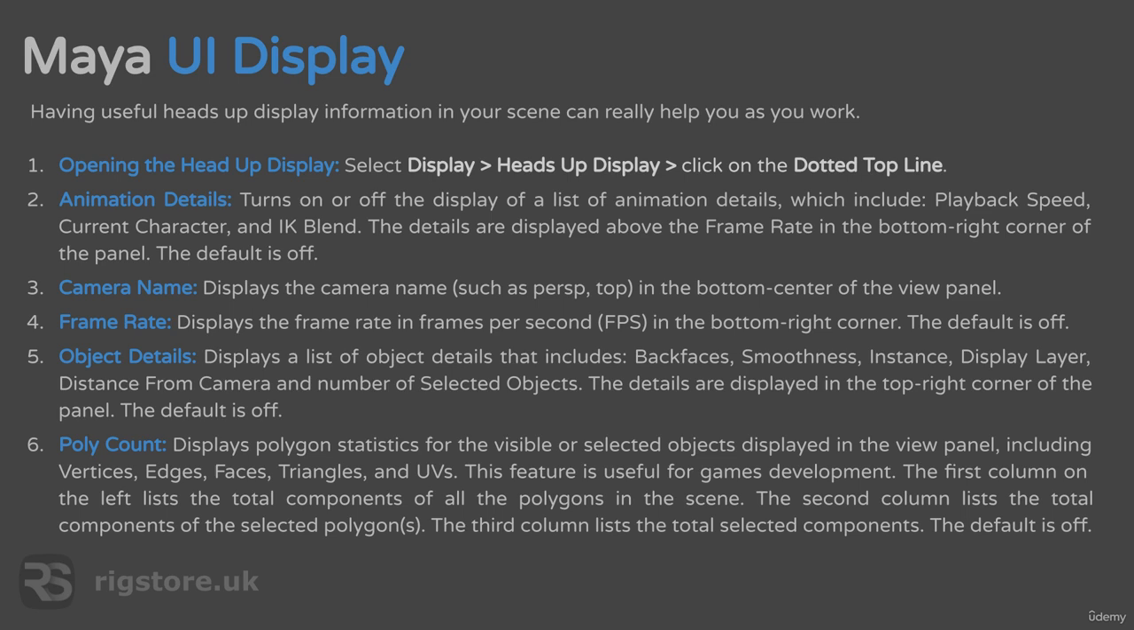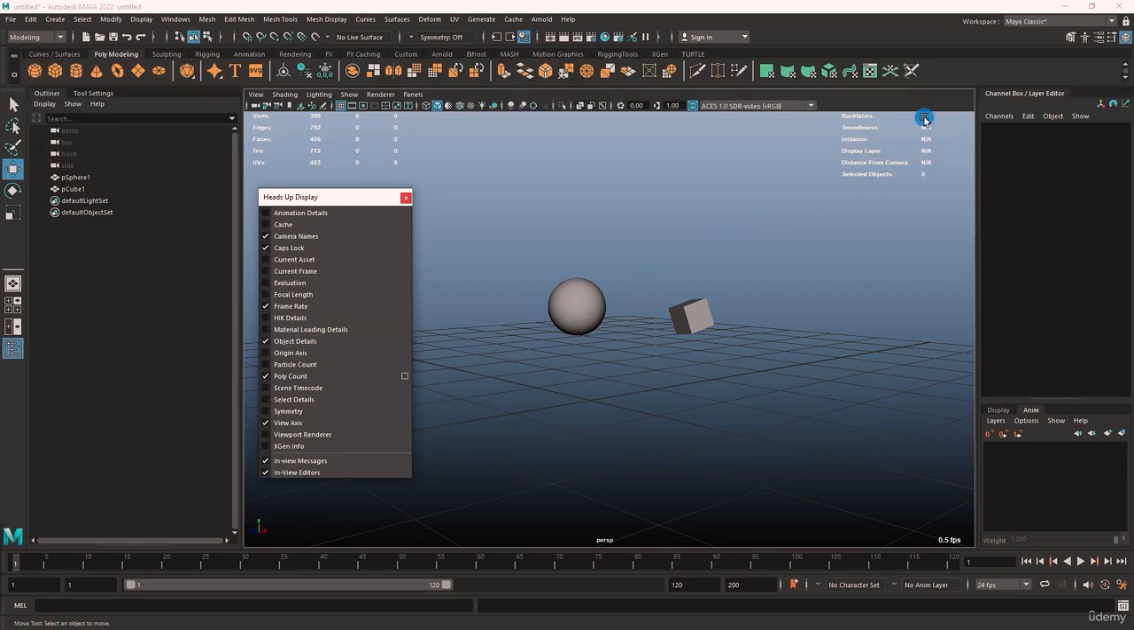Object details. So this displays a list of object details that includes back faces, smoothness, instance, display layer, distance from the camera, and the number of selected objects. The details are displayed in the bottom right-hand corner of the panel, and the default of this is also off.